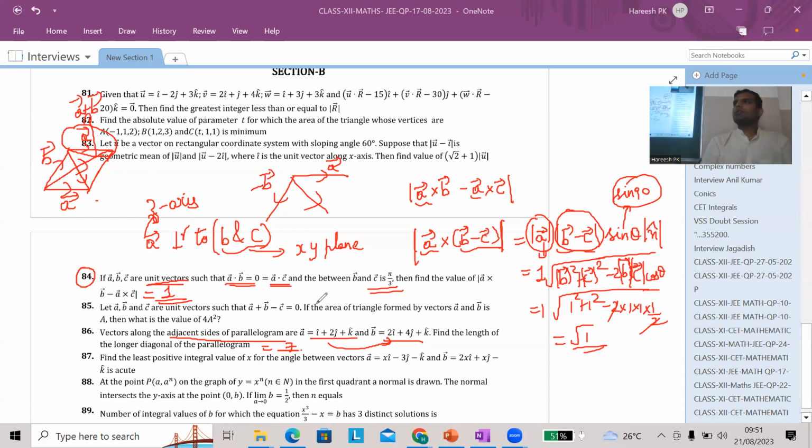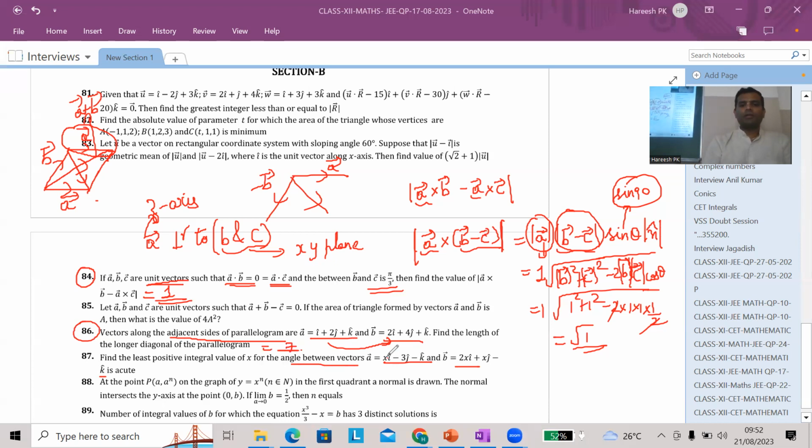How many got 87? That also is board level. Easy question. They are asking the angle between this vector and this vector should be acute. Whenever the angle is acute, what is the A dot B formula? Mod A, mod B, cos theta. The cos of an acute angle is positive. Mod A, mod B is also positive. So A dot B should be positive. Such a simple question this is. Simply A dot B should be positive.